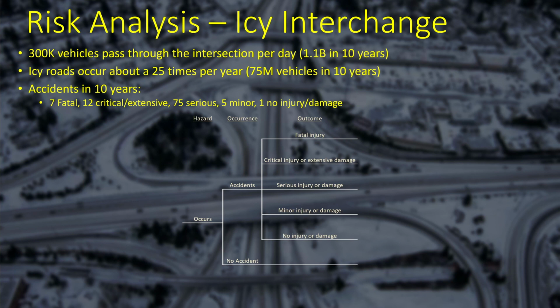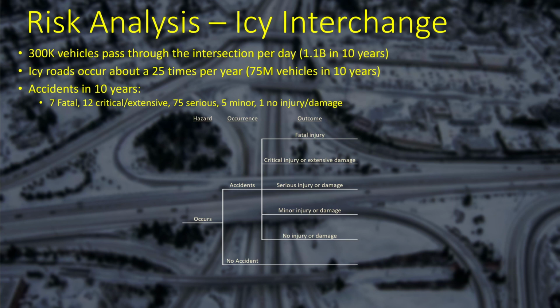So this is a risk framework. In this particular format, it's just a simple event tree. And what you can see here is that we start off with the hazard, in this case, ice on the roads. What we're interested in is how often does this hazard occur? And when it does occur, how often does it cause an accident? And then when it causes an accident, how serious are those accidents?